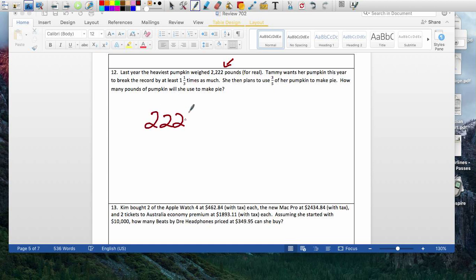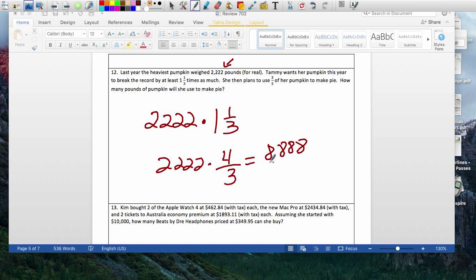So if that was last year, and you want to see how much a new pumpkin for this year is going to weigh, you're going to multiply 222 by 1 1/3, which is 4 over 3. Okay, so if she wants to break that record, and break it by a lot, the new pumpkin is going to be 888 over 3.